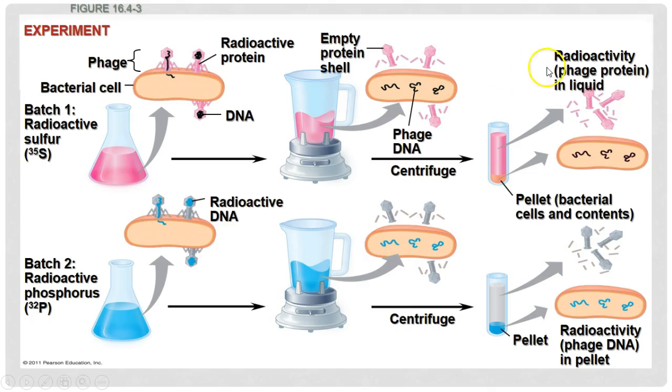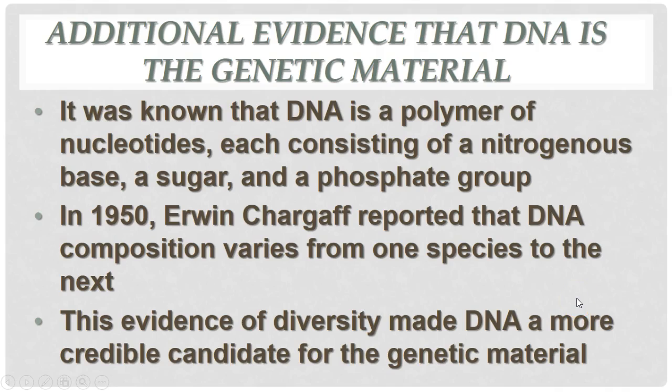And so then when they looked at it, what they saw was the radioactivity remained in the liquid, but the pellet with the bacterial contents did not have the radioactivity. And when they did the same process to the second batch with the radioactive phosphorus, then the radioactive DNA was in the pellet, so that indicated it was DNA that was the transforming substance.